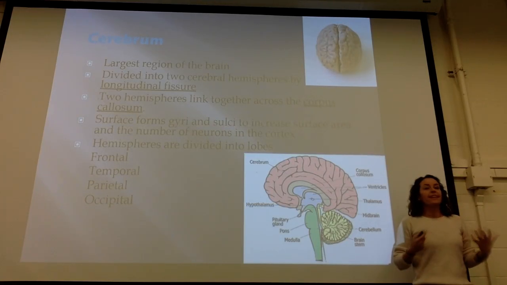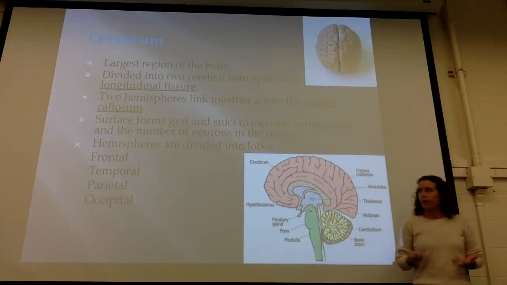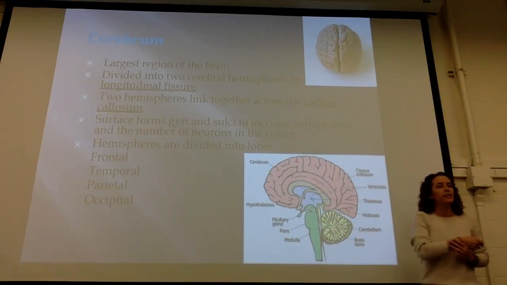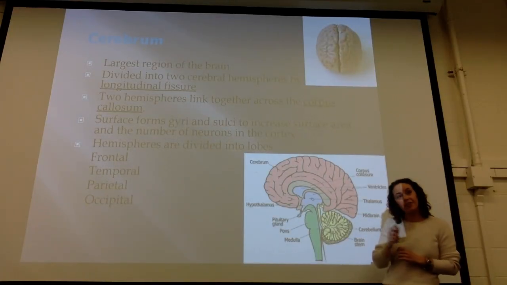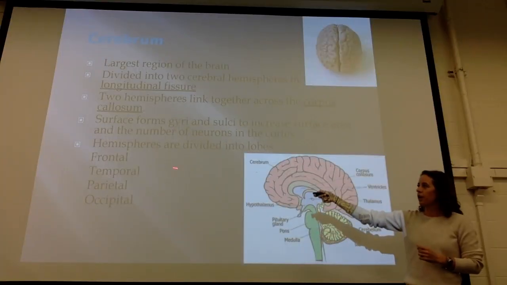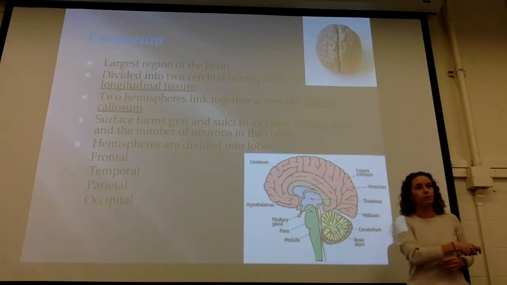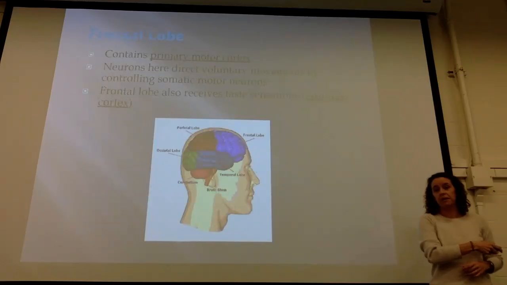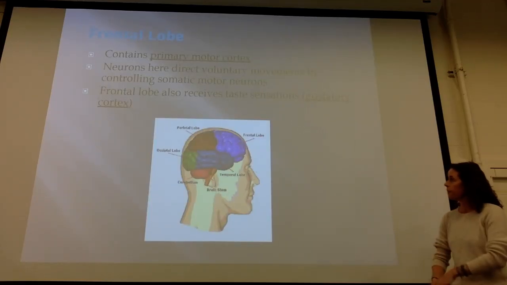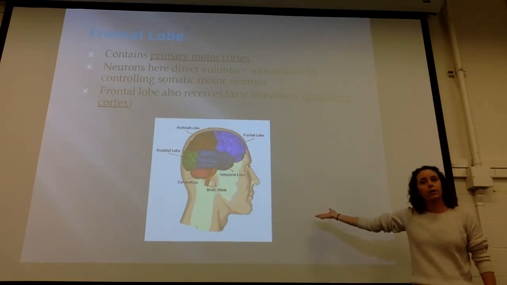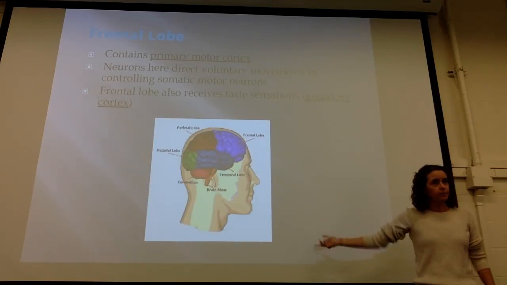And then the hemispheres are separated into lobes. This should sound refreshingly familiar: the frontal, temporal, parietal, and occipital lobes. They're named for the bones, or the bones are named for the brain. Okay, so we're going to talk about each lobe and what it does.